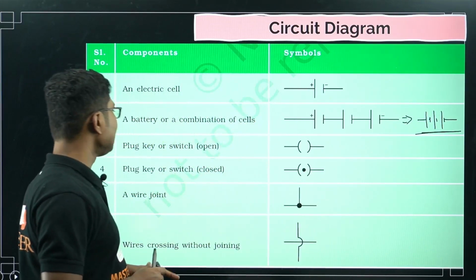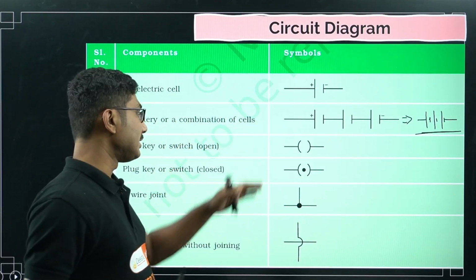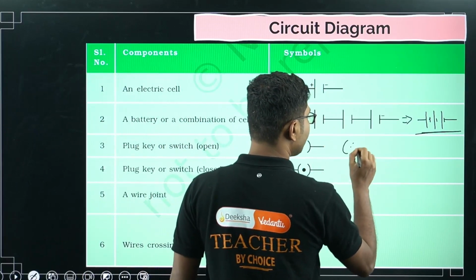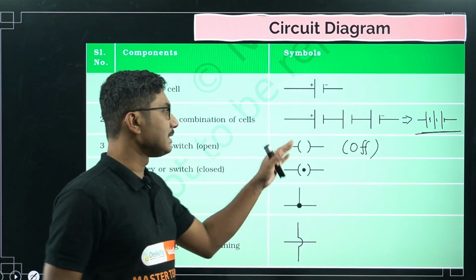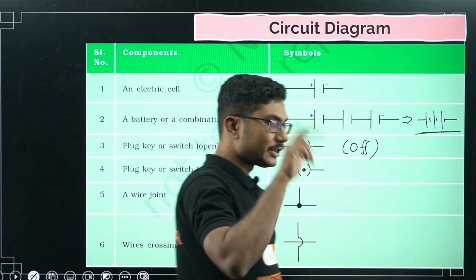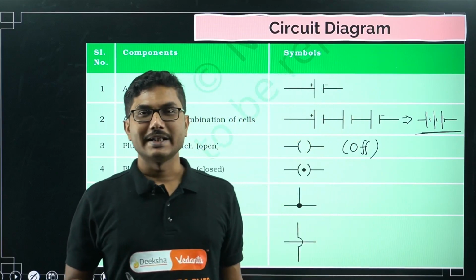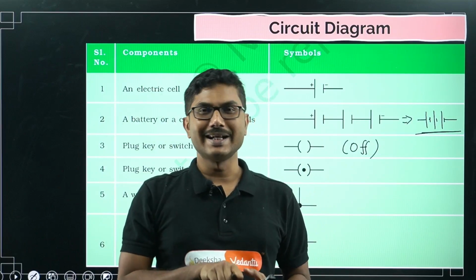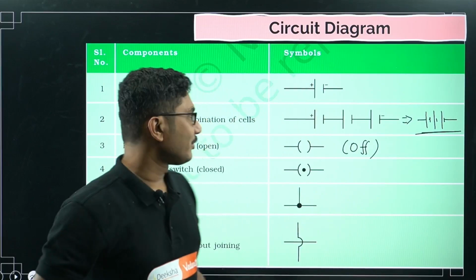Okay, next is plug, key or switch. This is the symbol for plug, key or switch. This is an open switch, that means you have switched off. This basically means the off position. If you switch off, then this is the symbol. In the past there was no such rocking switch. These switches are called rocking switches. There used to be simply a knob. It will be plugged in and the circuit will be completed. So those kinds of switches used to be there in the past, that's why the symbol is like that.